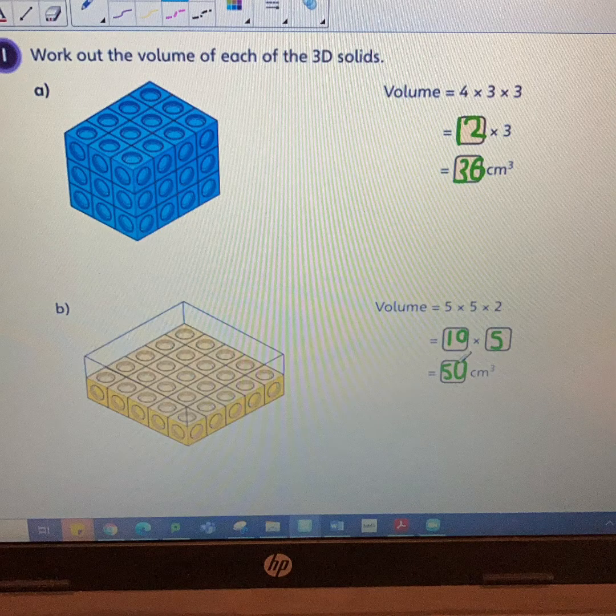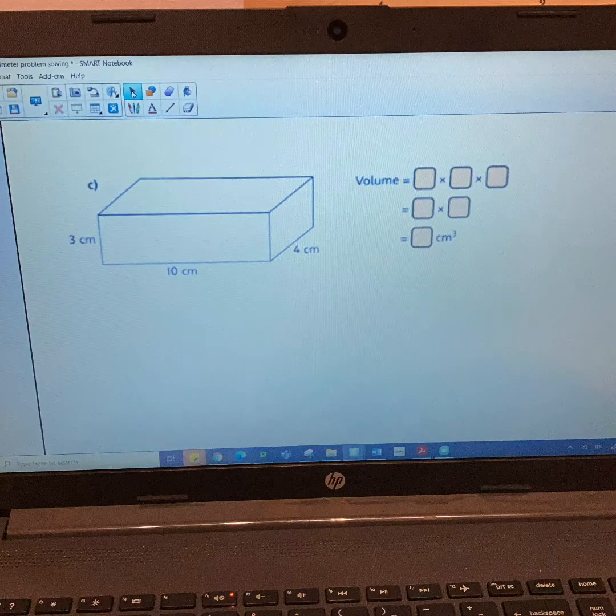Answer time for this part of the think together then. Well, for A, it's already actually given you the dimensions on the right hand side, or you could have counted. So 4 times 3 times 3, I would have done 4 times 3 first, which is 12, times that by 3, 36 centimetres cubed. For B, you could have done it in any order, so your dimensions are 5 times 5, and you can see that the height is 2. I've done 5 times 2 first, which is 10, then times it by 5, which is 50. Nice and easy.